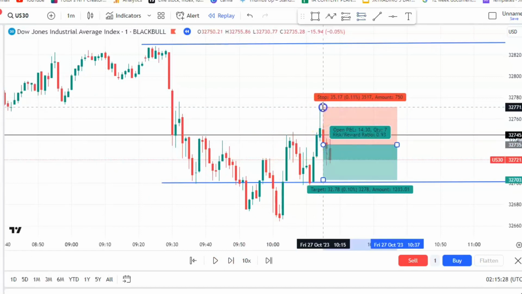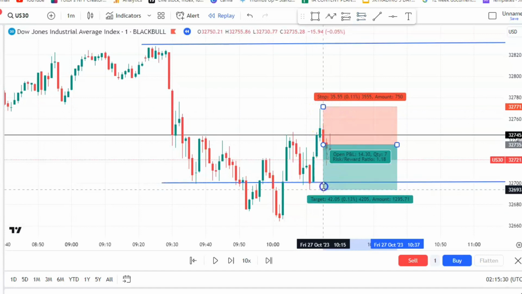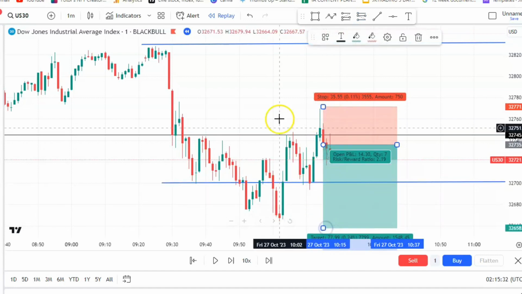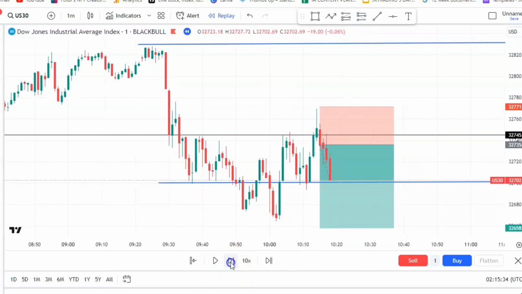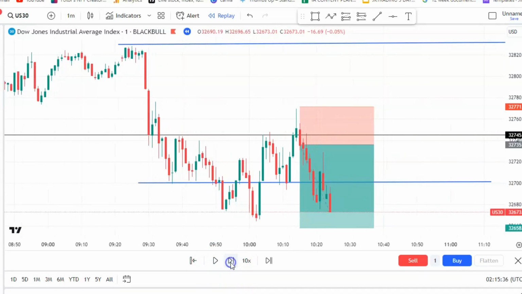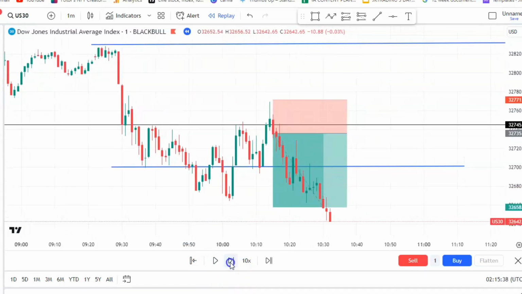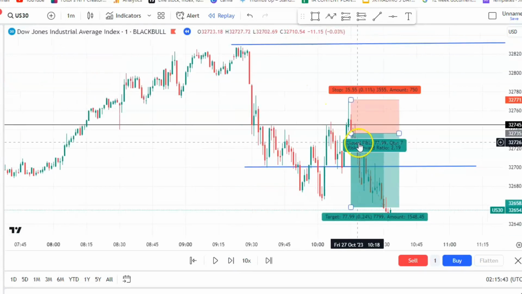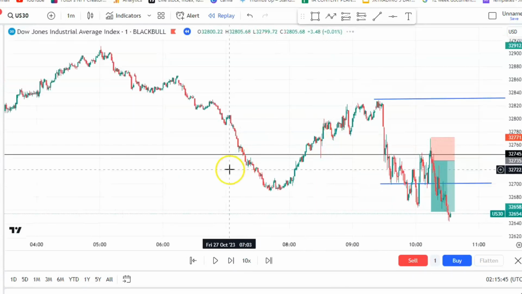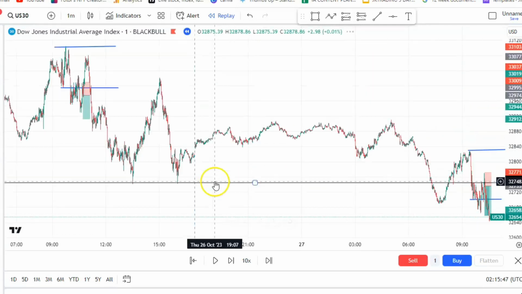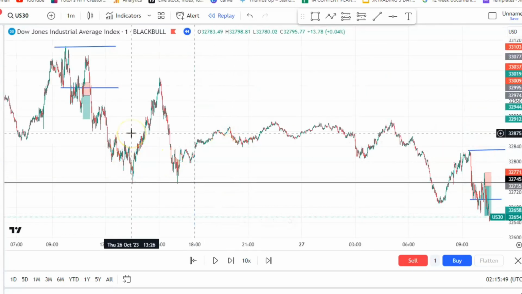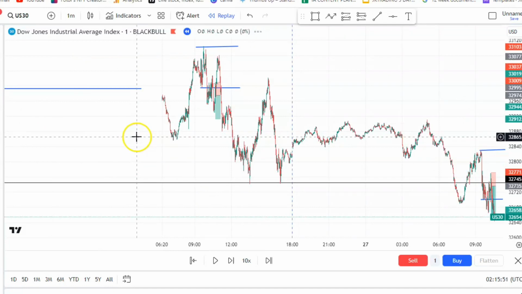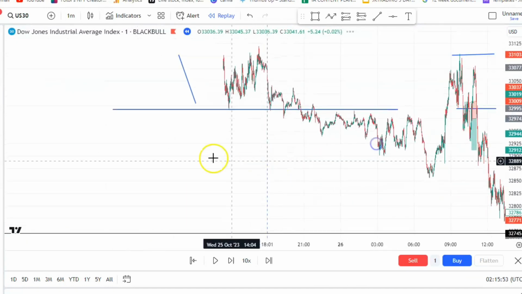This is my entry, stops above there, and profit target down there. Yeah, and we have our first winner. So over the whole of this week, if I was trading US 30, I would have taken 4 trades.